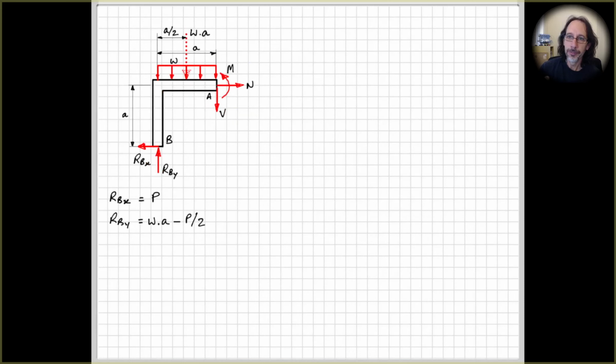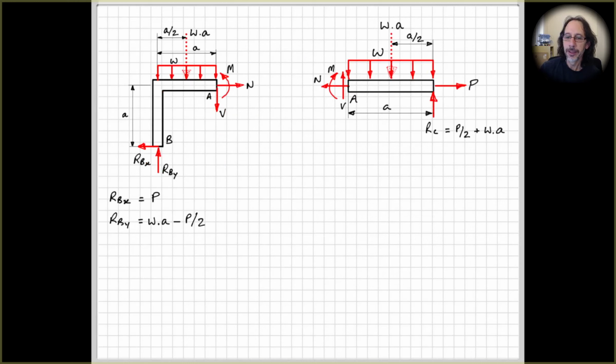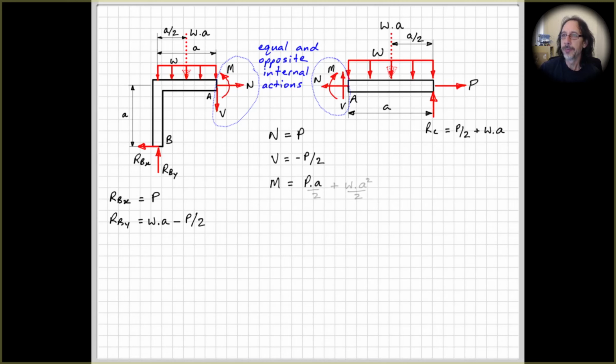And if I go and repeat what we've just done here, this is what we found by looking at the left-hand side, and this is what we found by looking at the right-hand side. So these internal actions here must be equal and opposite to these internal actions over here, again following Newton's third law. This is analogous to what we did with frames and machines when we looked at the pin-connected members, when we imagined that we separated the two components and drew the two forces from the pin connection. On one side, we drew equal and opposite to what we drew on the other side of the connection. And there are our values for the internal actions at A.